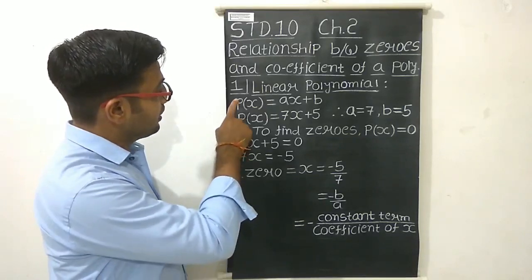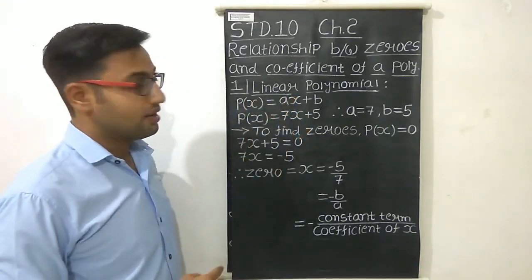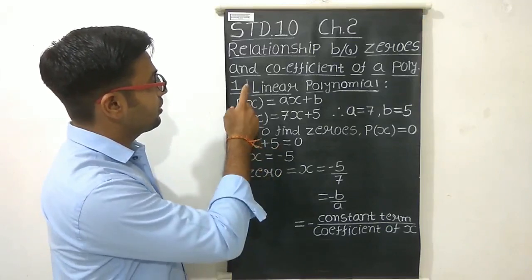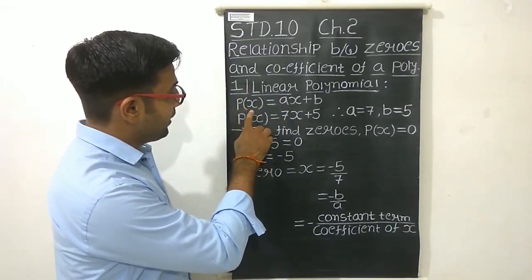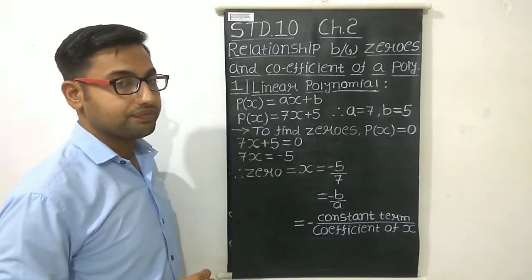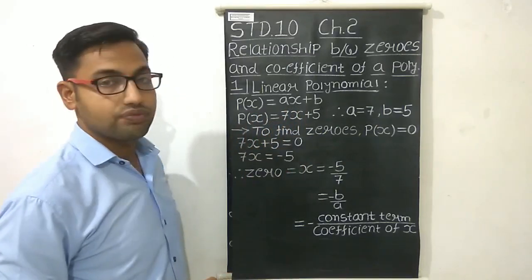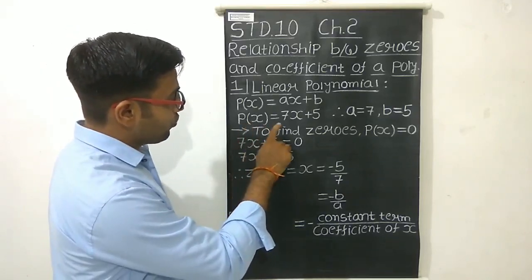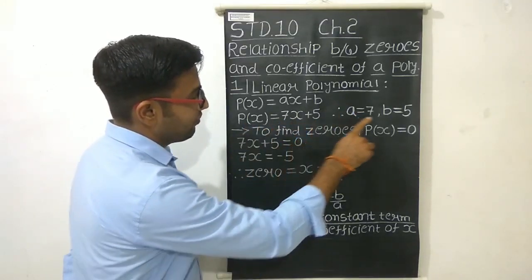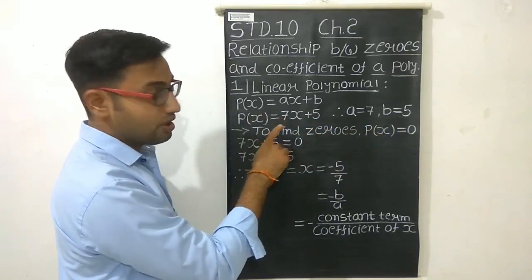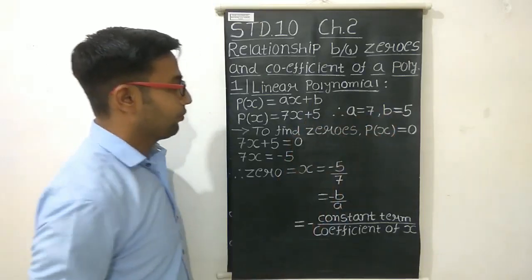First is the linear polynomial. We will study what the relation of the zeros and coefficient is for the linear polynomial. The standard form of the linear polynomial is p of x equals ax plus b. Let's take an example: p of x equals 7x plus 5. Here the coefficient of x is 7, and the constant term is 5. So a equals 7 and b equals 5.